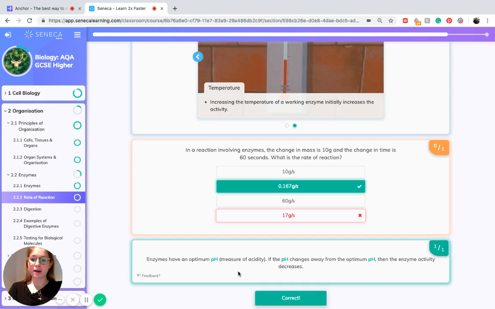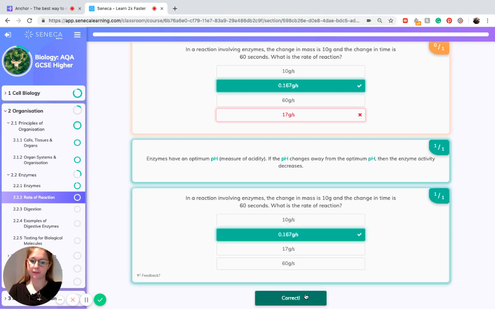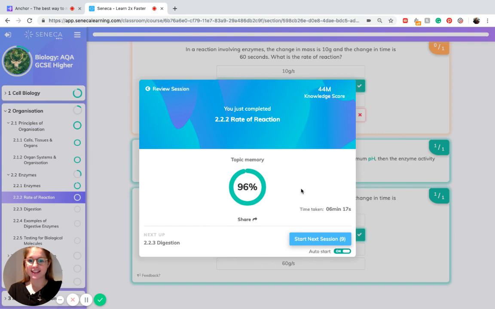So let's just remember that enzymes have an optimum pH, and if it changes away, the enzyme activity decreases. Okay, so that's everything we're going to be looking at now for rate of reaction.